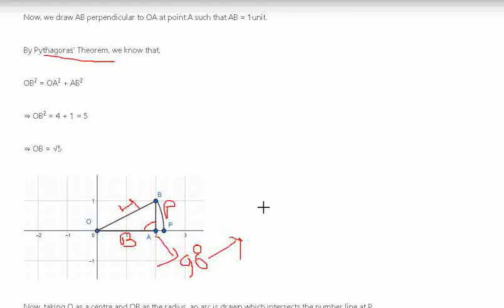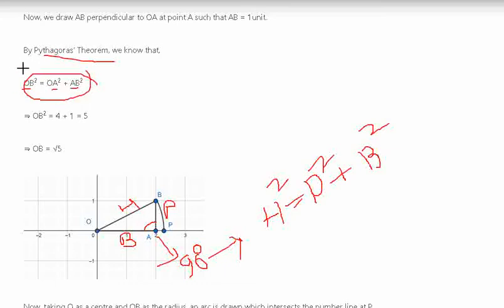So the Pythagoras theorem says hypotenuse square equals perpendicular square plus base square. This is the main theorem. Hypotenuse square equals perpendicular square plus base square. Okay, this is the theorem. So here we should just put the values.